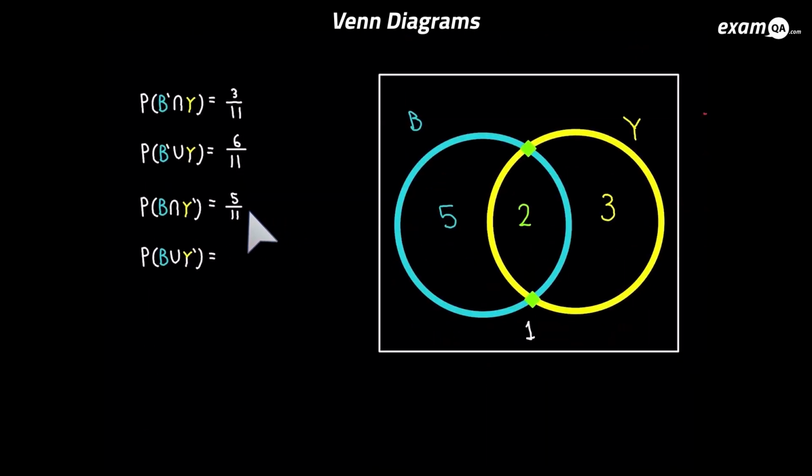And the last one is B or not Y. So let's tick every place with B. Let's tick every place with not Y. And the outside. Now it's or, so it could be any position, whether it be 1 tick or 2 ticks. So it's going to be the 5, the 2, and the outside. So 5 plus 2 is 7, and the outside we're including, which is 1, which gives us 8. 8 over the total being 11. So they weren't too difficult, these ones.